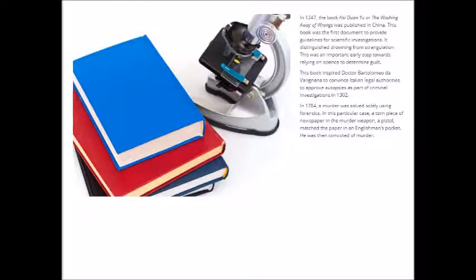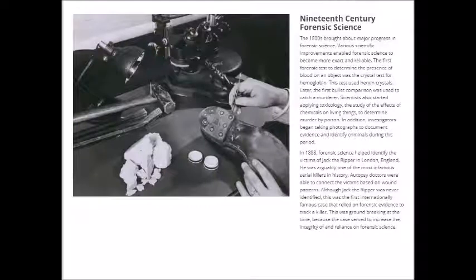In 1784, a murder was solved using only forensics. In this particular case, a torn piece of newspaper and the murder weapon, a pistol, matched the paper in the Englishman's pocket. They matched a piece of newspaper with a newspaper in the Englishman's pocket, and boom, he's convicted. That was forensics, 1784. When we hit the 1800s, 19th century technology had taken off.